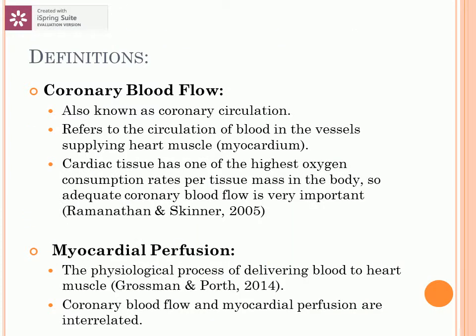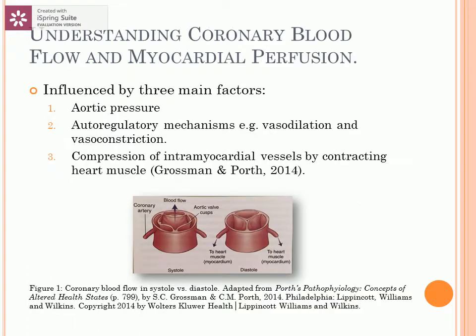So some definitions. We have coronary blood flow, also known as coronary circulation. It refers to circulation of the blood in the vessels supplying the actual heart muscle, so the myocardium. Cardiac tissue has one of the highest oxygen consumption rates per tissue mass in the body. It makes sense because it's going all the time, it's continually doing its job, it doesn't stop ever. So adequate coronary blood flow is obviously very important. Myocardial perfusion, very similar, but it's the physiological process of delivering blood to the heart muscle, so the actual deliverance of the blood into the heart muscle. Coronary blood flow and myocardial perfusion are interrelated.